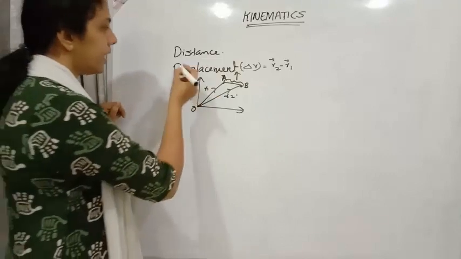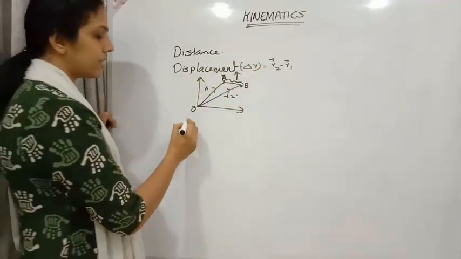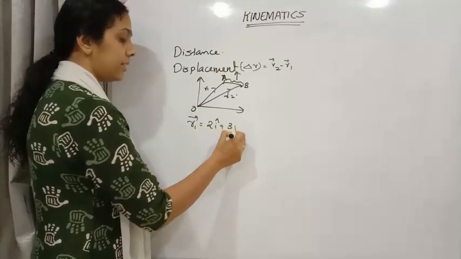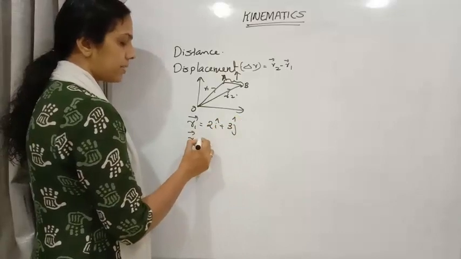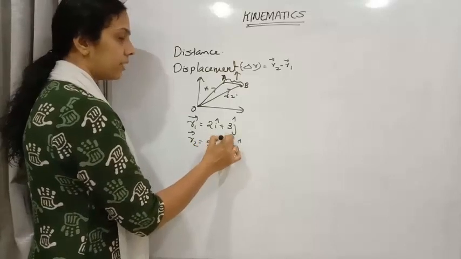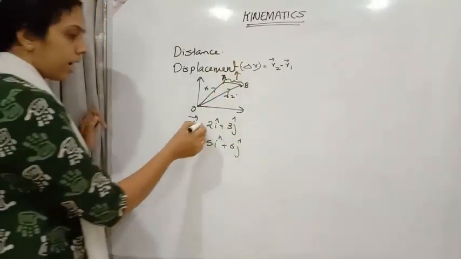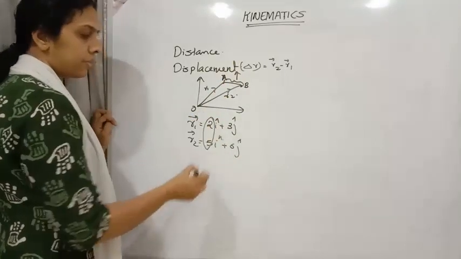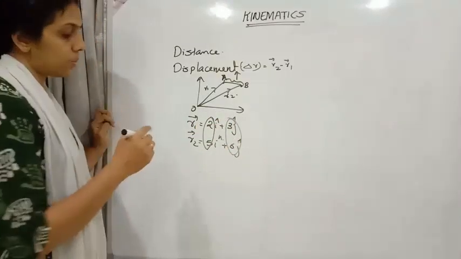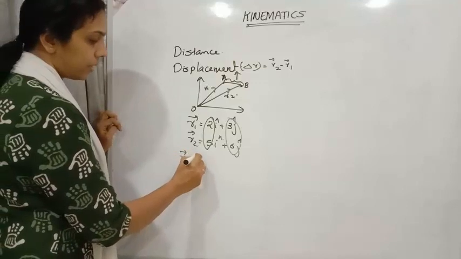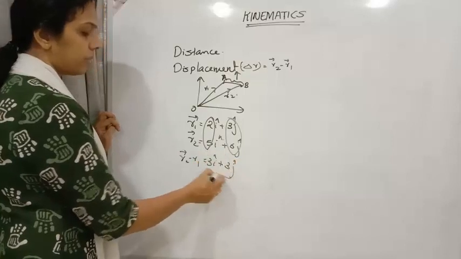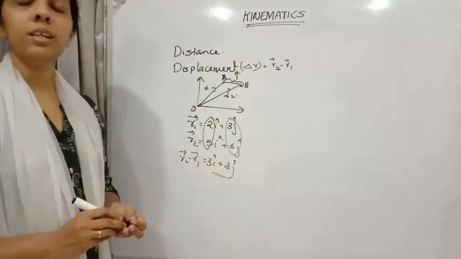Now next, how can we find this R2 minus R1? Suppose R1 is represented as 2i plus 3j, and R2 is 5i plus 6j. Then how should I find R2 minus R1? I can subtract the i part together and the j part together. That's how we find the displacement. R2 minus R1 will be equal to 3i plus 3j.